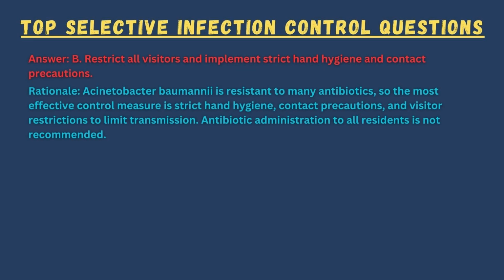Answer: B. Restrict all visitors and implement strict hand hygiene and contact precautions. Rationale: Acinetobacter baumannii is resistant to many antibiotics, so the most effective control measure is strict hand hygiene, contact precautions, and visitor restrictions to limit transmission. Antibiotic administration to all residents is not recommended.